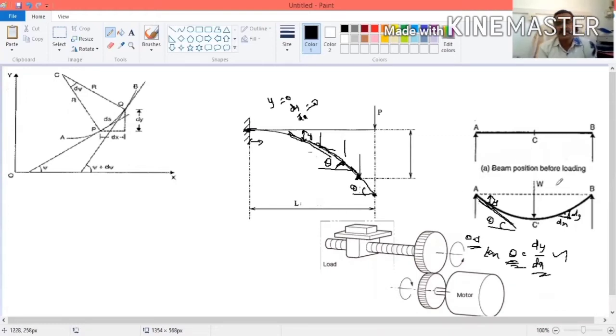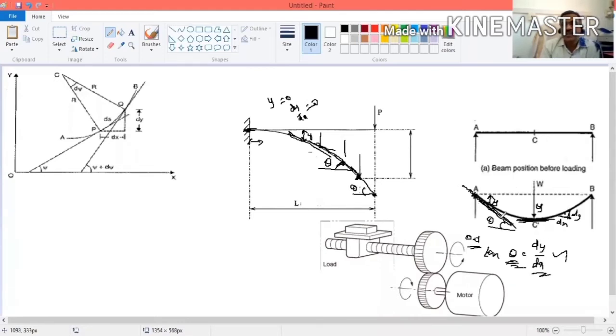Similarly, this is for the cantilever beam. For a simply supported beam, where will slope and deflection be maximum? At the center point, deflection is maximum. But what will be the slope? If you draw a slope at this point, it will be horizontal. So the slope will slowly increase and at the support, slope will be maximum. And deflection will be 0 at the support.